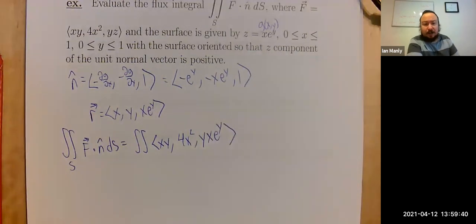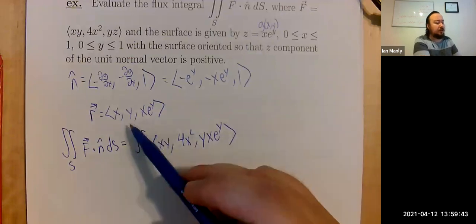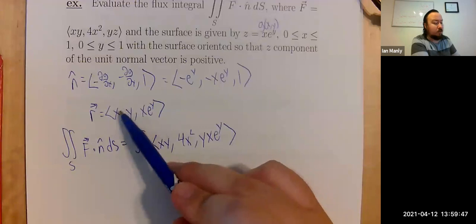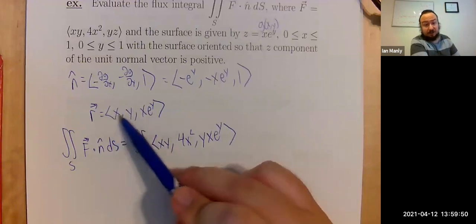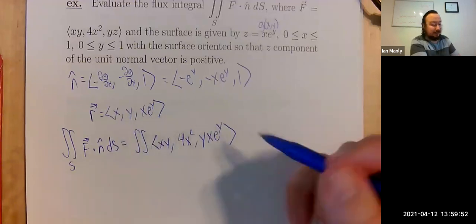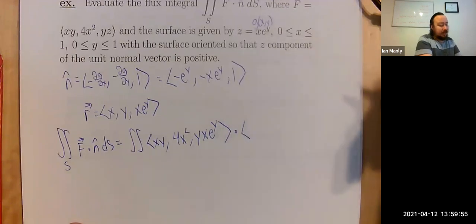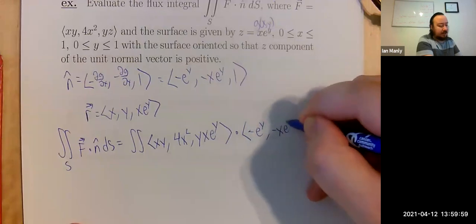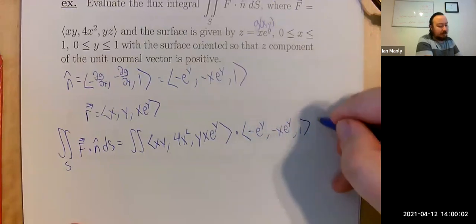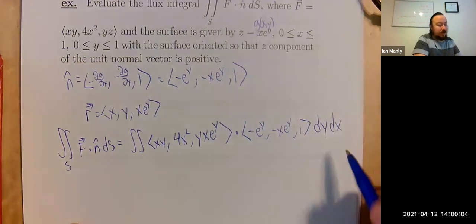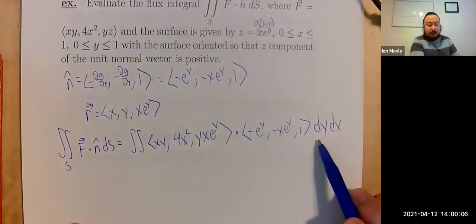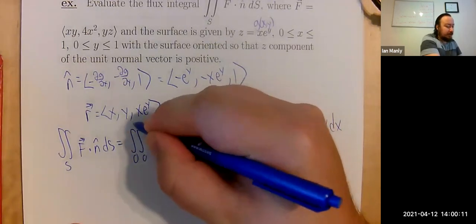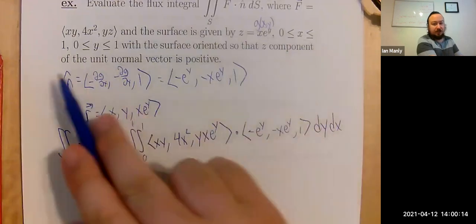Why just x and y? For every surface we have, we want to try to represent it with just two variables. So we're choosing x and y to be our two variables here, and we're able to do that. Then we dot this with negative e to the y, negative x e to the y, and 1. Since we're using our parameters now, we can write y and x, and both of those go from 0 to 1, according to the problem. x goes from 0 to 1, y goes from 0 to 1.